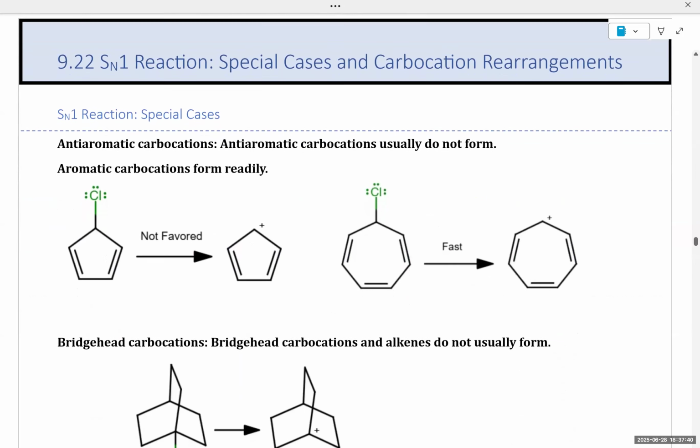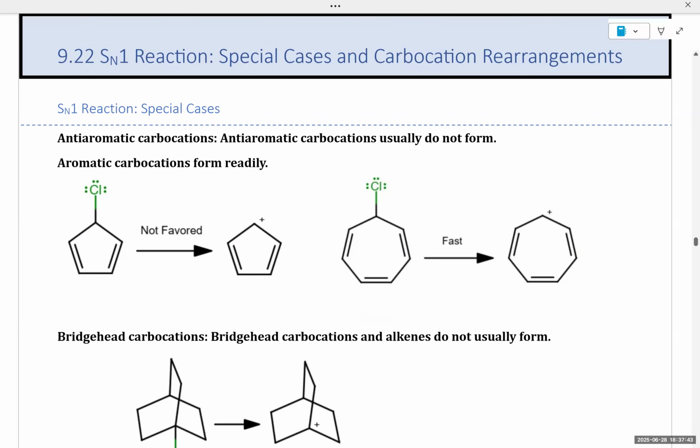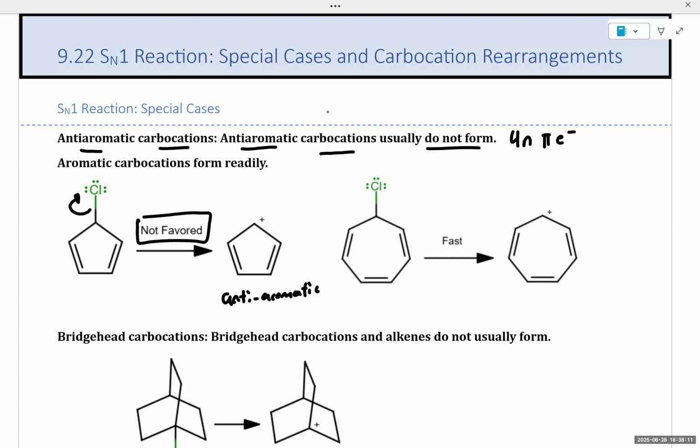Let's talk a little bit about some special cases for the SN1 reaction. One special case is this idea of anti-aromatic carbocations. So anti-aromatic carbocations usually do not form. Anti-aromatic carbocations have 4n pi electrons. So for example, the carbocation derived from cyclopentadienyl chloride, this carbocation is anti-aromatic, and thus it's not favored to form. And thus you will see a very slow SN1 reaction, if at all.